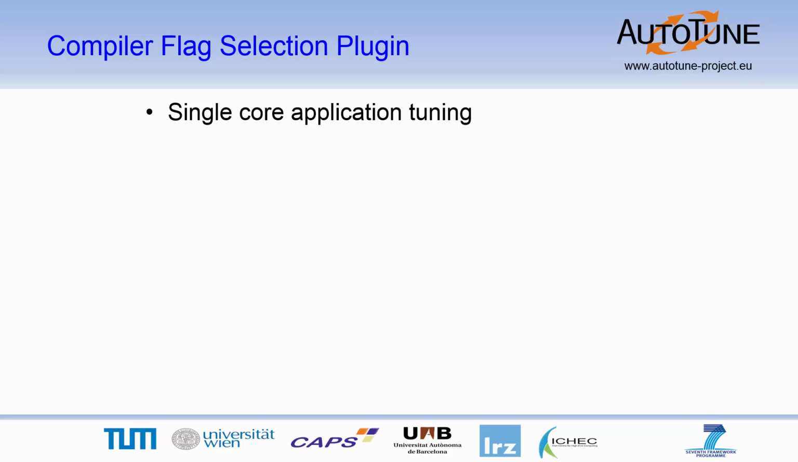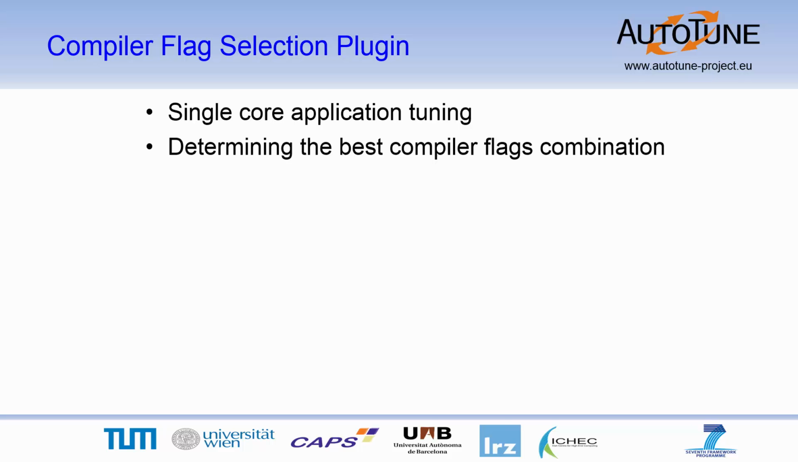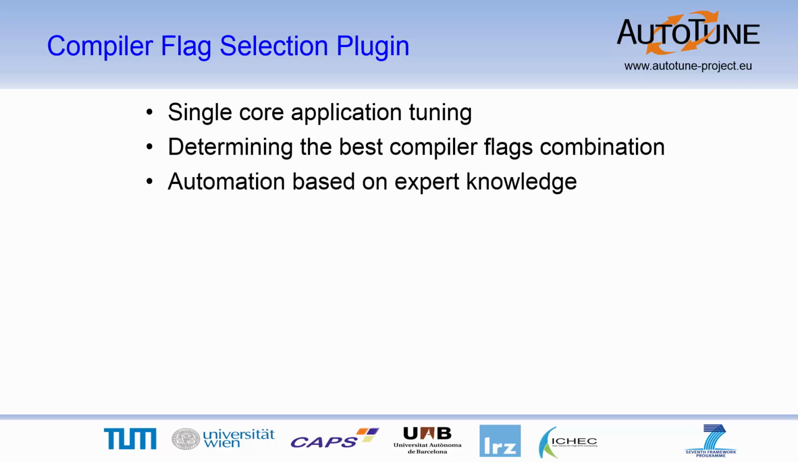The compiler flag selection plugin of the Periscope Tuning Framework can be used for tuning the single core performance of an application by selecting the best combination of compiler flags. This video gives an overview of how to use the CFS plugin. This plugin automates the manual tuning process done by experts to facilitate code tuning for application developers.